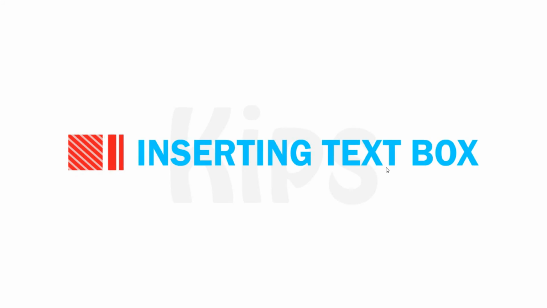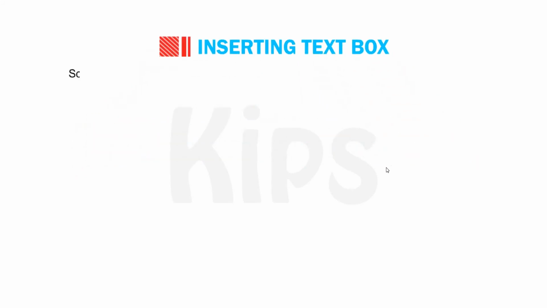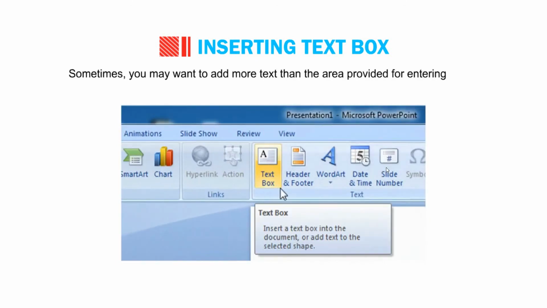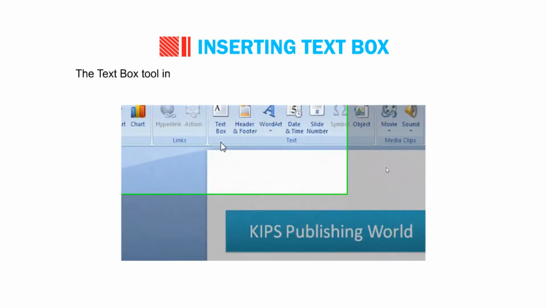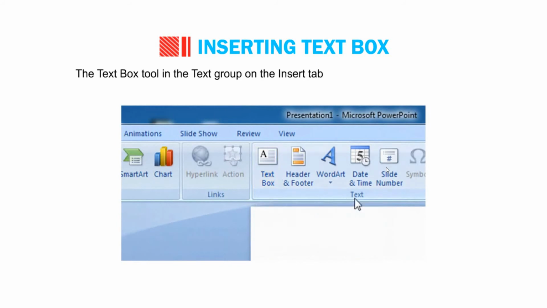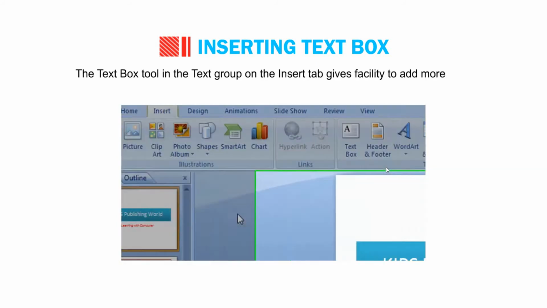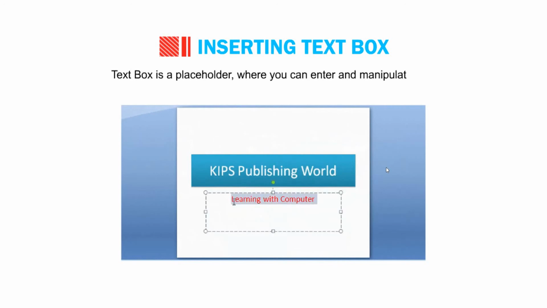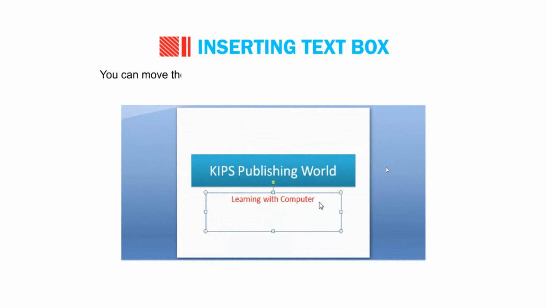Okay, let's now learn how to insert shapes. Sometimes you may want to add more text than the area provided for entering text. The text box tool in the text group on the Insert tab gives facility to add more text to your slide. Text box is a placeholder where you can enter and manipulate text. You can move the text box along with its contents anywhere on the slide.